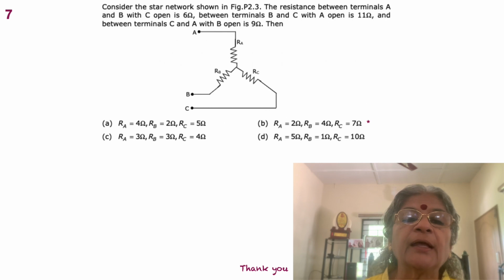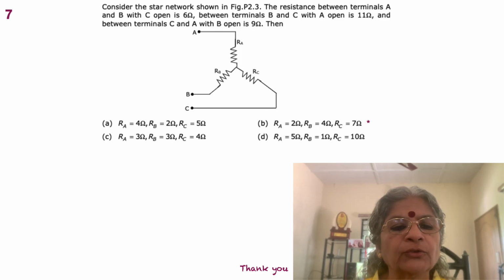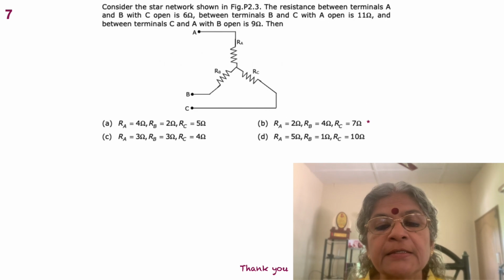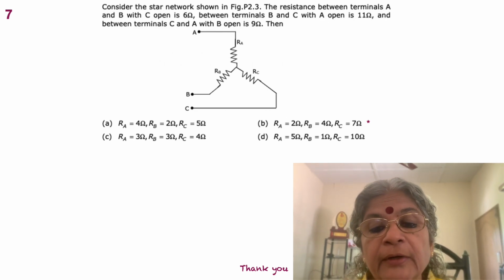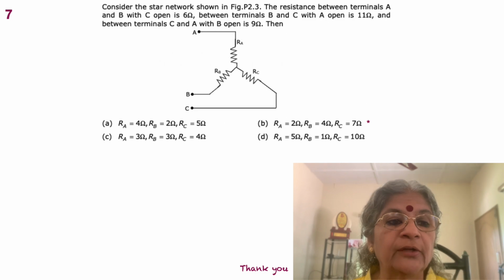Similarly, when you measure between C and A, B is open. So I think the best thing to do would be to take the numerical values. RA plus RB is 6, so you can simply add in all these cases. Now let's find out between B and C, with A open, it's 11. So 5 plus 7, that's not right. 3 plus 4 is 7, that's also not right. Answer B is 7 plus 4, that's right, and the third one is 10 plus 1, 11. So B and D may be right. Now we go to the last one: C and A should add to 9 ohms. In the first case, B is right, and in D, C and A is 15, so it's not right. So very simply you can do it.